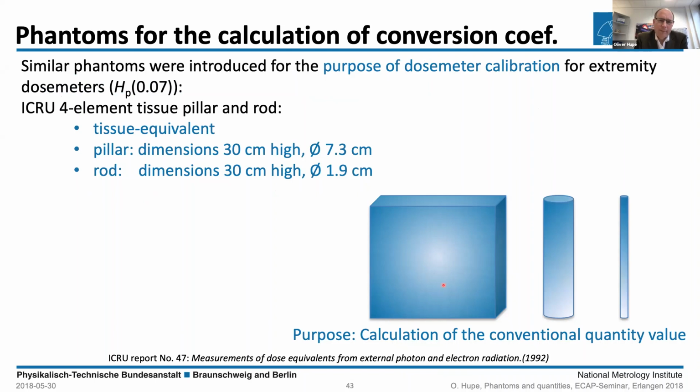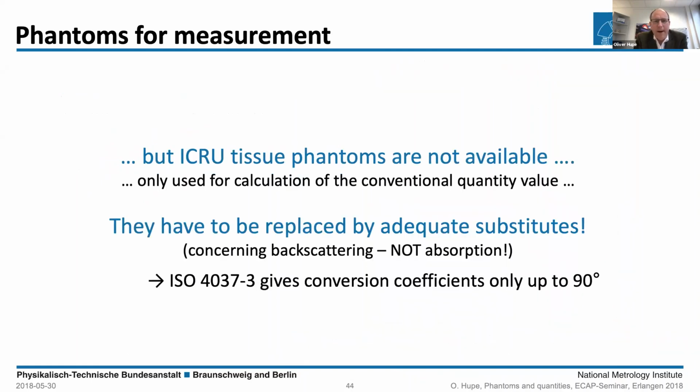So for sure, they defined it for Hp(10), for the pillar, and also for the rod phantom for finger dosimeters. And this is for the wrist dosimeters. ICRU tissues are not available, but we have to perform calibrations on phantoms. Now that's the point where ISO comes in.